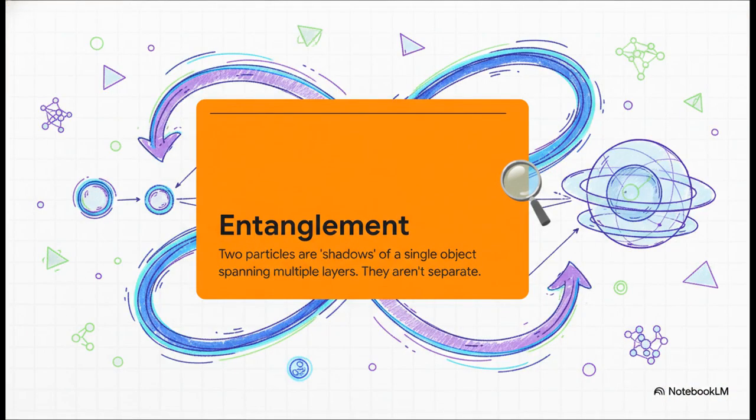And what about entanglement? Einstein called it spooky action at a distance. Two particles, light years apart, seem to be instantly connected. It feels impossible. But in this model, it's not spooky at all. The two particles only look separate to us in our 3D network. On a deeper, multi-layered level, they're not two things at all. They're two parts of a single, unified object. They're like two shadows cast by one object. If you move the object, both shadows move instantly, because they're part of the same thing.